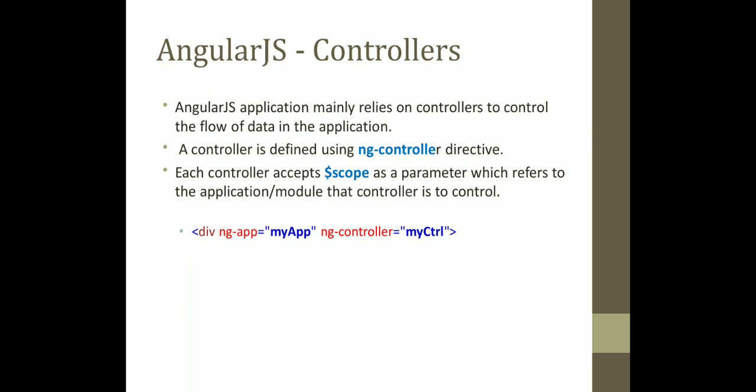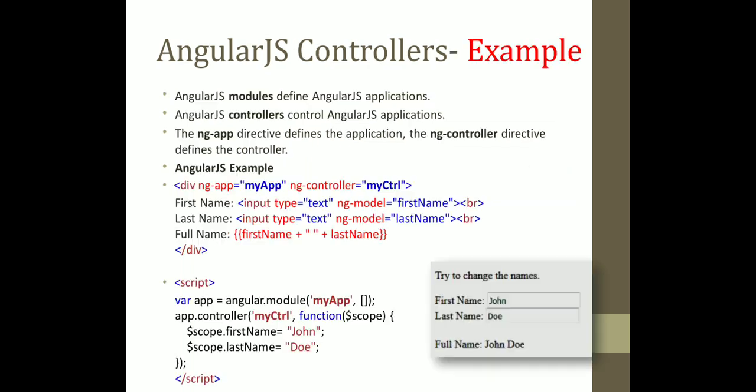We can define that ng-controller as shown below. div ng-app equals myApp. The ng-app name is given here as myApp, and ng-controller equals myCtrl. That is the controller. So this is the simplest way to include ng-controller in your AngularJS application. There can definitely be a question on the controller part in your exam.